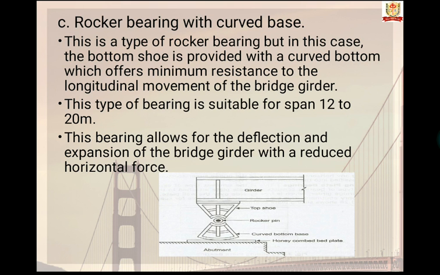The next type is the rocker bearing with curved base. This is a type of rocker bearing, but in this case, the bottom shoe is provided with a curved bottom which offers minimum resistance to the longitudinal movement of the bridge girder. This type of bridge bearing is suitable for spans of 12 to 20 meters. This bearing allows for the deflection and expansion of the bridge girder with reduced horizontal forces.